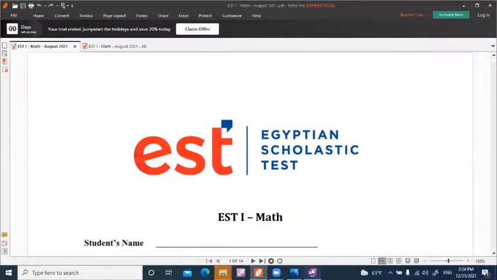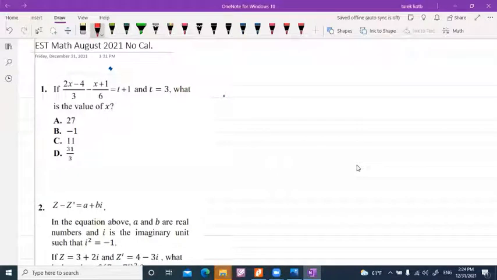First problem: if (2x minus 4) over 3 minus (x plus 1) over 6 equals t plus 1, and t equals 3, what's the value of x? So let me replace this t by 3. So it will be 4 here. And try to get a common denominator. So multiply here by 2 and this by 2 also.